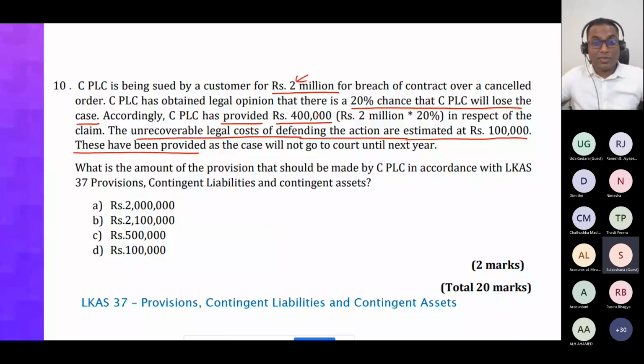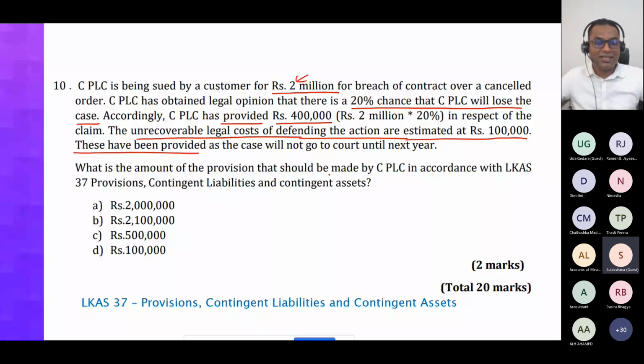But now there is a present obligation. What is the present obligation? The court case is filed. Then definitely to resolve this, you have to incur legal expenditure. You have to go through a lawyer. Legal cost would definitely need to be incurred. How much is that? 100,000. As the case is filed, you now have a present obligation to incur this 100,000. So your provision should consist only of this unrecoverable legal cost of defending the case. For 2 million or 400,000, you don't need to provide. That is only possible, you just need to disclose. But for this 100,000, you need to provide.